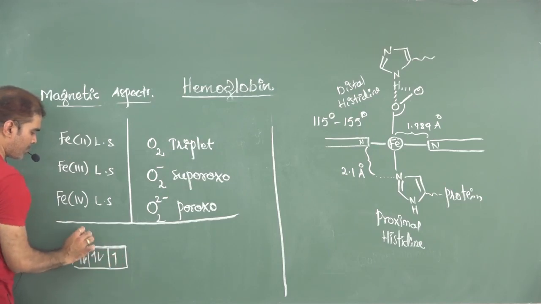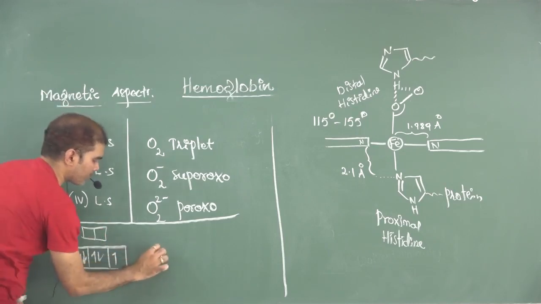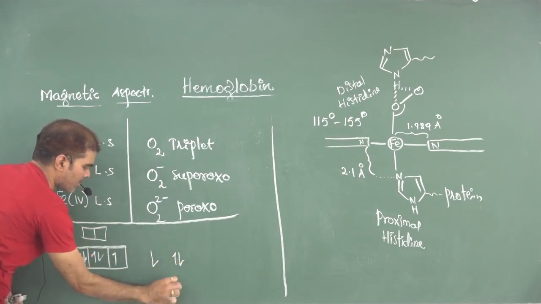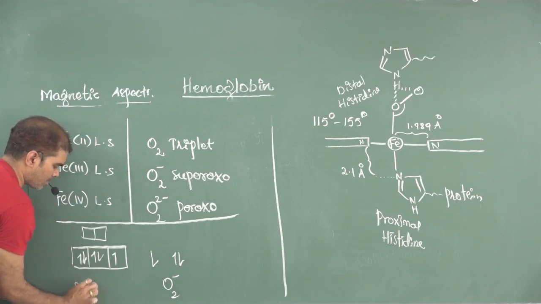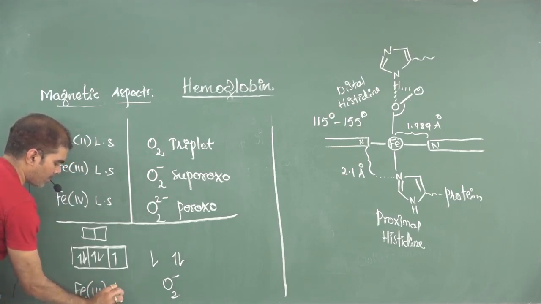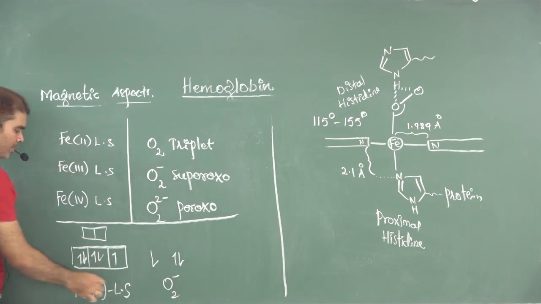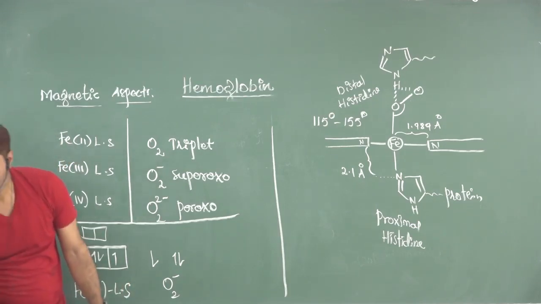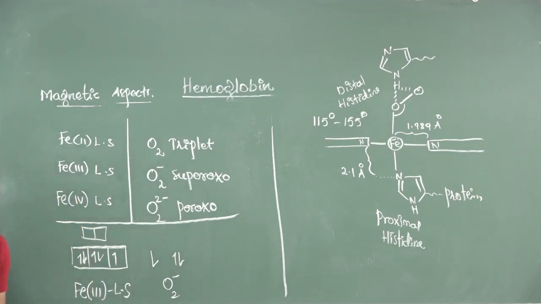There are different proposals of iron and oxygen. First you look and then you can write. In the last class I told you two different proposals. The most accepted one is iron 2 low spin, iron 3 low spin.